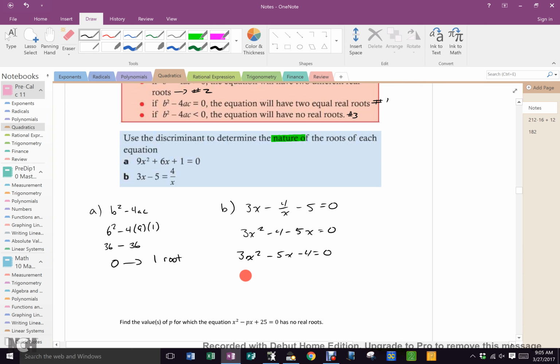What is B? -5, so squared. So it's going to be -5 squared minus 4 times 3 times -4, yes? Which is 25. Minus 4 times 3 is -12. -12 times -4 is what? +48. That's bigger than 0, so how many roots do I have? 2 roots. Everybody cool?